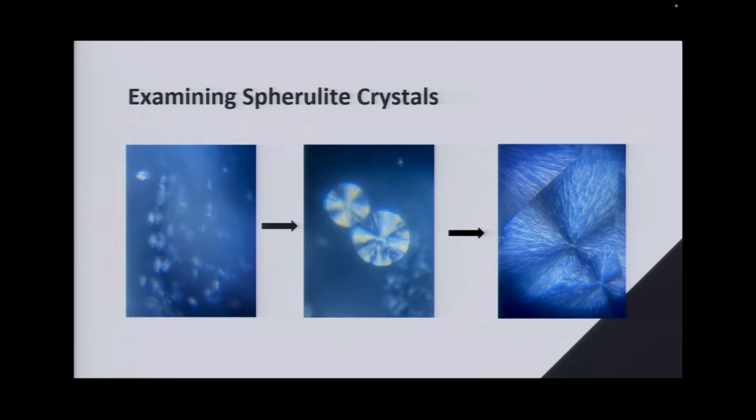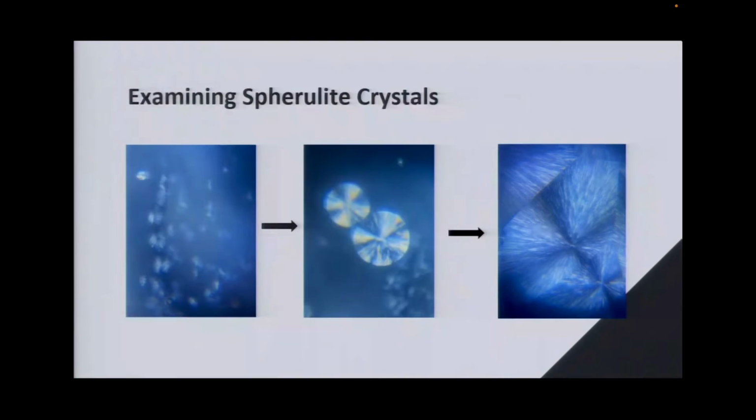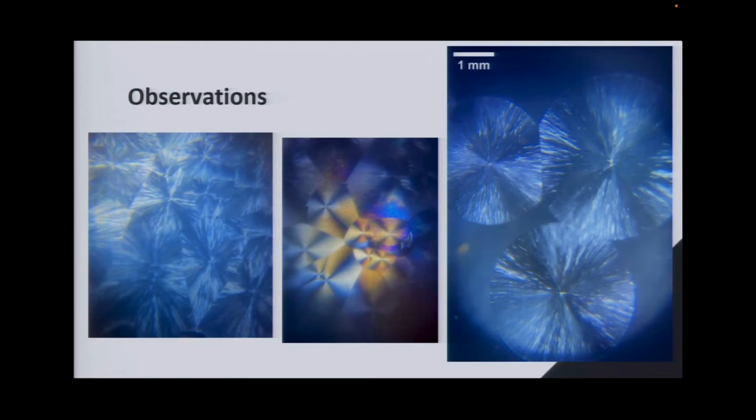We observed the spherulite crystals under our microscopes. We had samples of polyethylene oxide with a molecular weight of 4,600 grams per mole and another with 8,000. Then we examined the growth rate of the crystals.